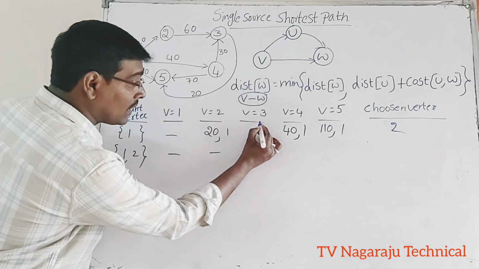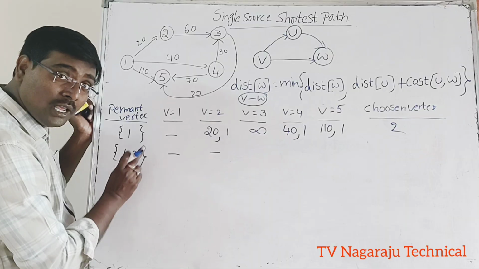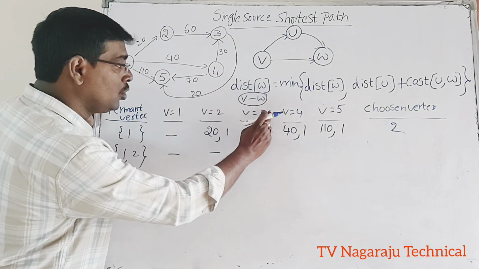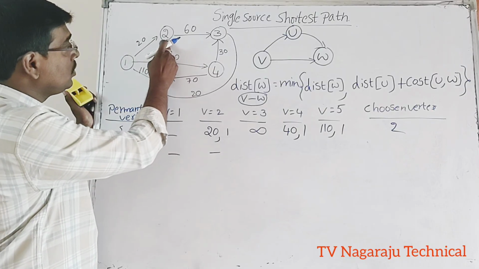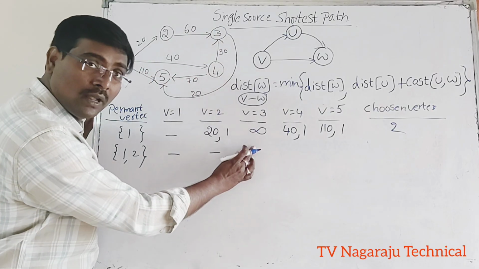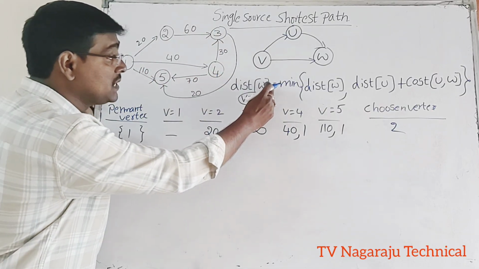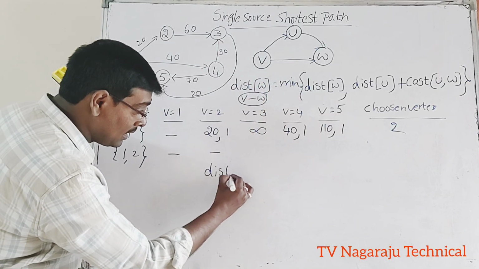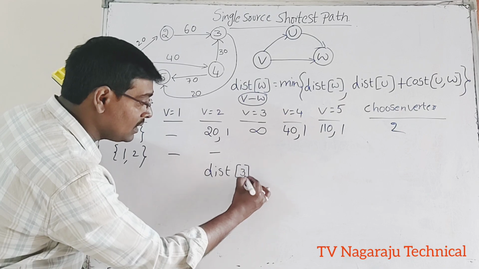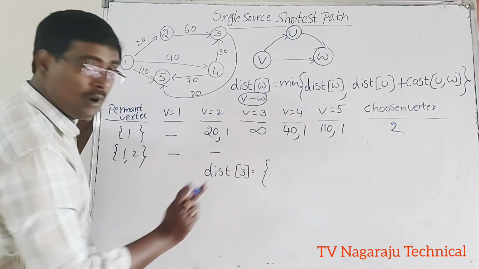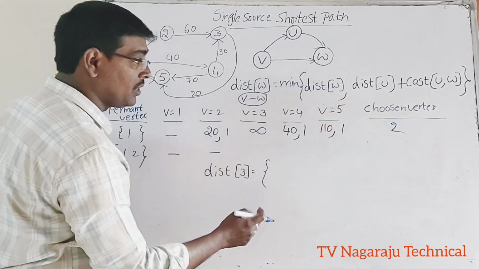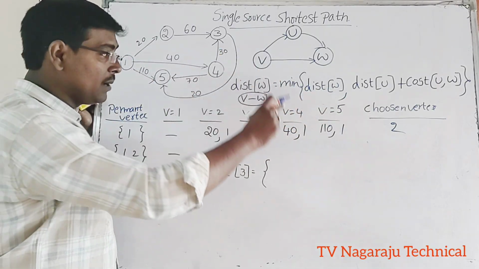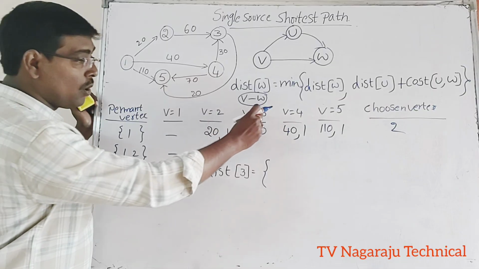Now vertex 3. What is your aim? You need to identify the distance from 2 to 3. What is 2 to 3? 60. Are you writing 60 here? No. Observe the formula. I will write it down. Distance of 3 is equal to the minimum of distance of 3. Here, distance of 3 means source vertex to W. What is the source vertex? 1 to 3.